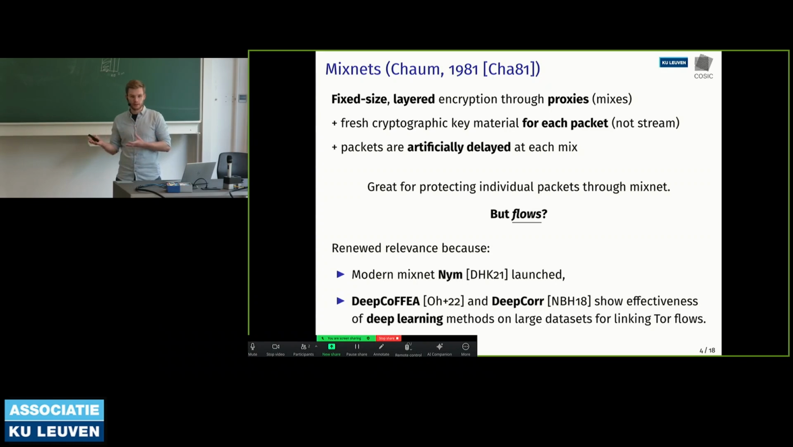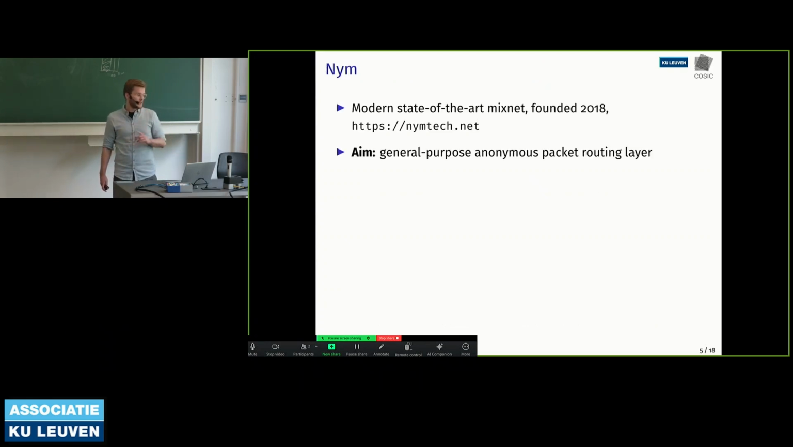So Tor is another anonymous communication network. It works a little bit differently, as I alluded to before already. And these two works, DeepCoFFEA from 2022 and DeepCorr from 2018, show that if you collect a large data set over Tor, these deep learning methods are able to pretty accurately match which ingoing connection is which outgoing connection. Right, so the question is, okay, what about mixnets? How do they fare? To quickly introduce Nym, it is a modern state-of-the-art mixnet. It's basically how you would implement a mixnet today, right? It is Rust code, it's open source, it's very nice. And it's also deployed. So if you want to know more, check out their website.